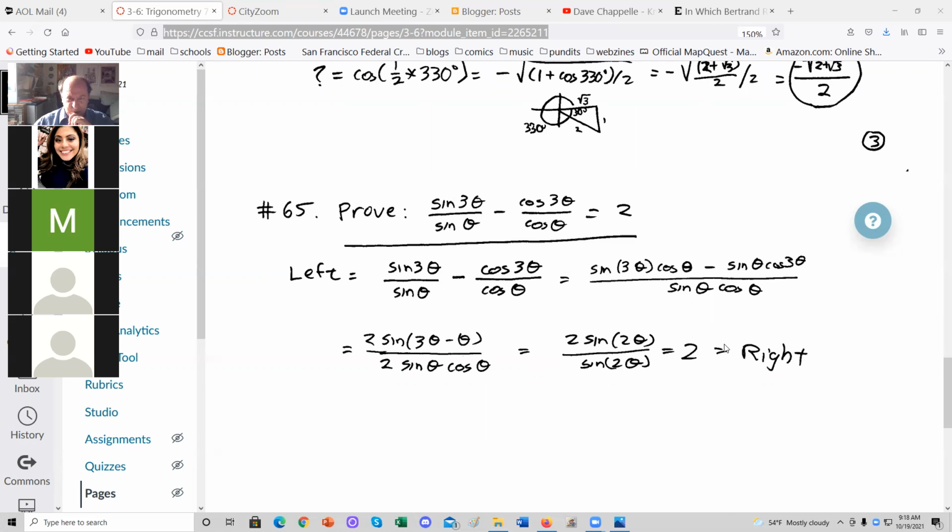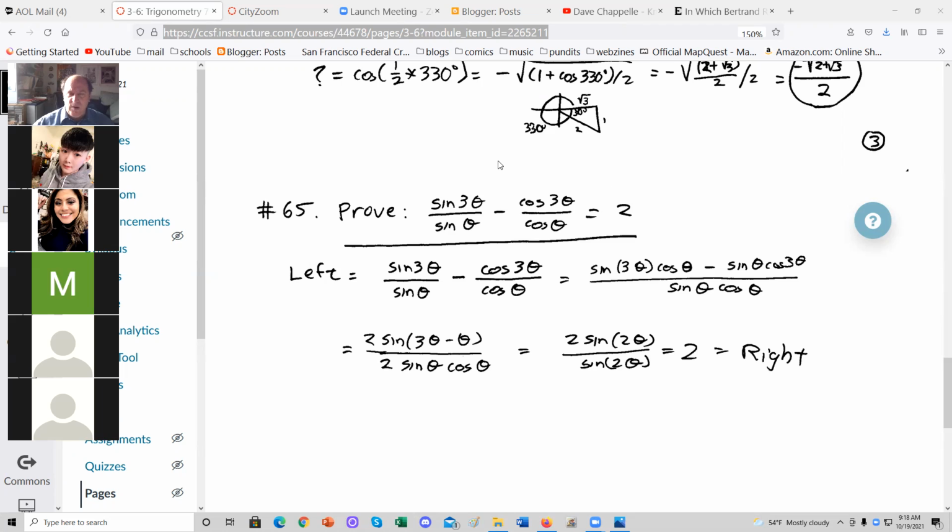Here is an identity to prove. And as usual, you really need to show all the steps to prove an identity. So sine 3 theta over sine theta minus cos 3 theta over cos theta is 2. Prove that. All right, just a second. So sine 3 theta and cosine 3 theta. Well, okay, let's put this all over a common denominator. So it's sine 3 theta cos theta minus sine theta cos 3 theta over sine theta cos theta.